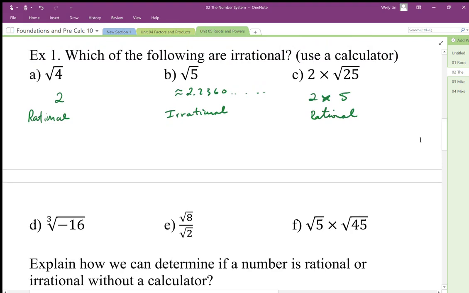Now, looking at these, we may not necessarily need to use a calculator if we understand how we can determine if things are rational or irrational. If we are dealing with square roots, what we're looking for are perfect square factors. So 25 is a perfect square factor. That can be taken out of the square root. 4 is a perfect square number, so that can be taken out of the square root. 5 is not a perfect square number, so when we square root that, it's inevitable that we're going to end up with an irrational number.